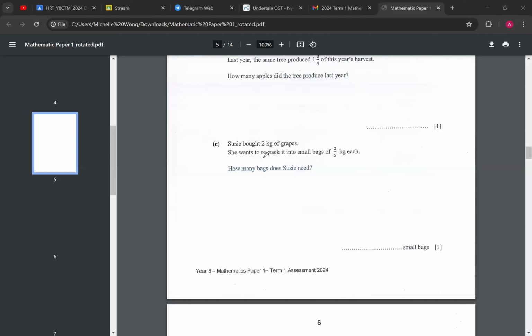Susie bought 2 kg of grapes. She wants to repack it into small bags of 2 and 1 over 2 kg each. So just take 2 over 1, divide by, using this method, times 5 over 2, cancel the 2, and you get 5 over 1, which is 5. So you're just going to have 5 small bags.